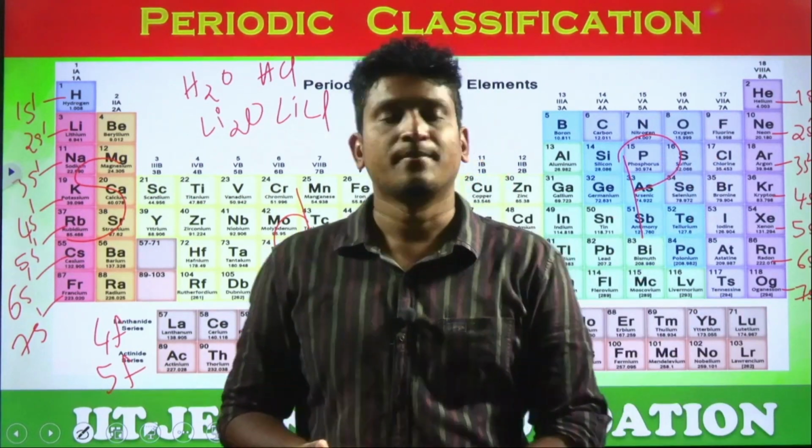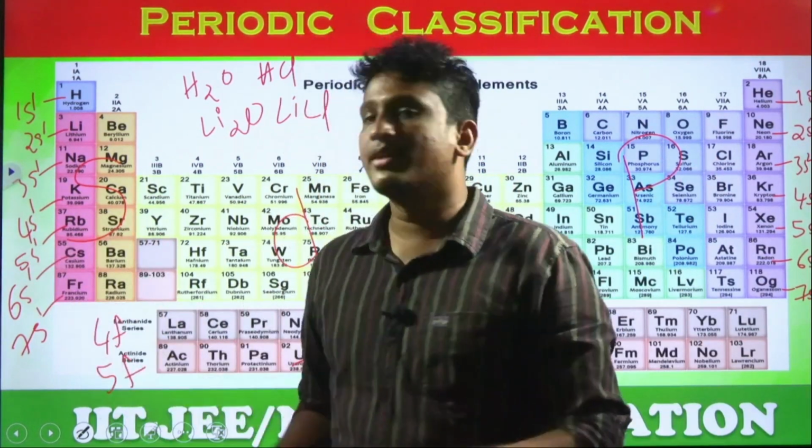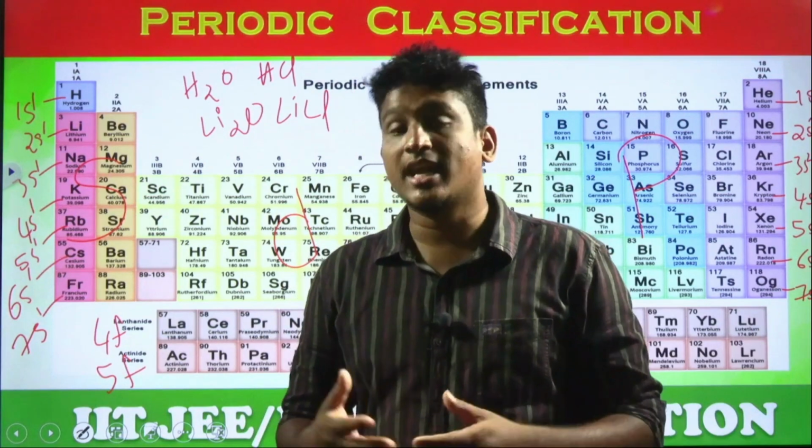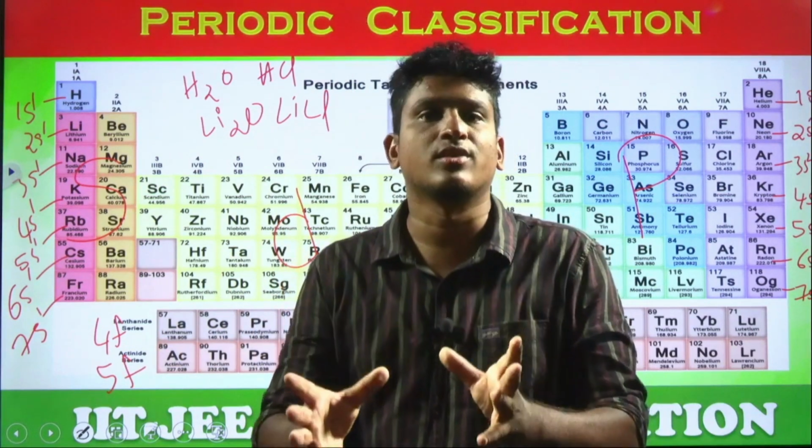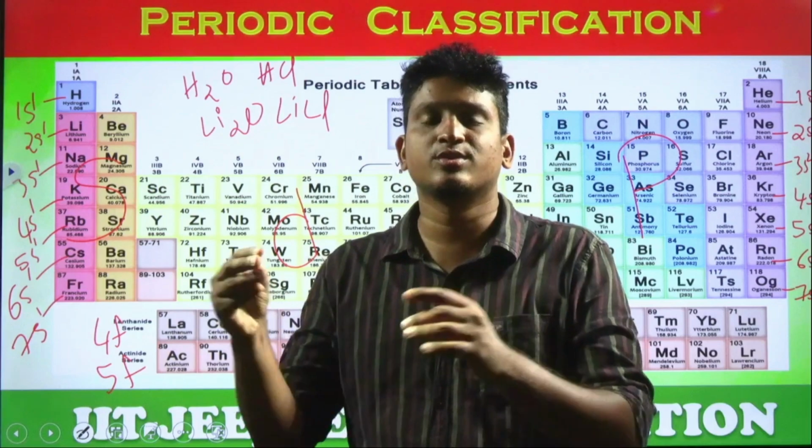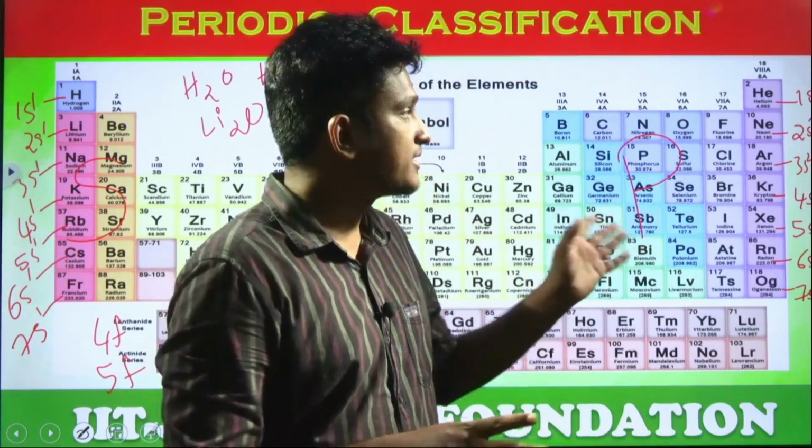17th group, halogens. When these elements combine with extreme metals, they form the respective salts, and most of these salts are available in sea water. Sodium chloride, magnesium chloride, sodium bromide, all these salts. So that's why they are called halogens.